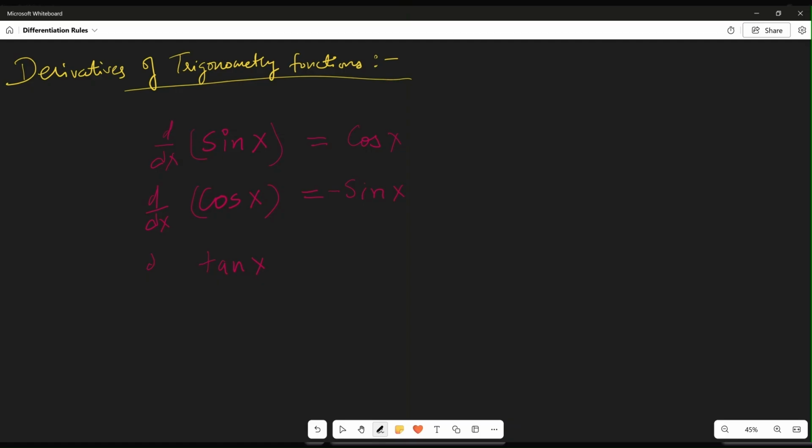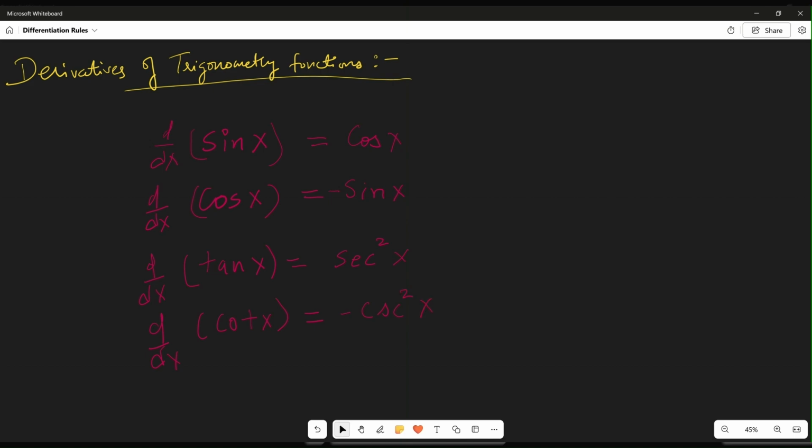And the derivative of tan x is what? It's secant square x. And when there's a tan, there's cot x, right? The derivative of cot x is the negative of cosecant square x.